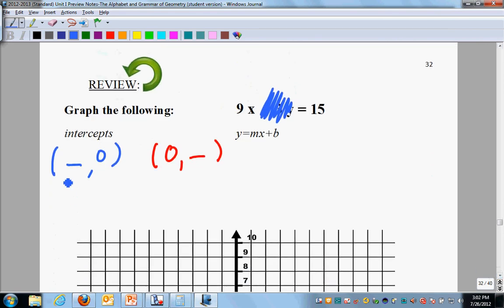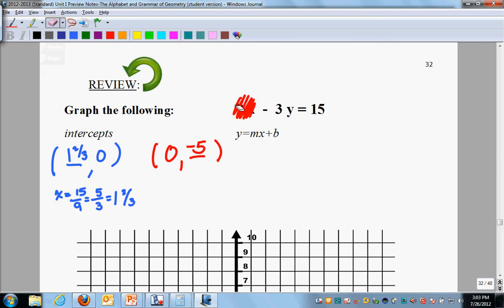So we have 9x equals 15, and we can say, therefore, x equals 15 over 9, which reduces. 3 goes into 15 five times, and 3 goes into 9 three times. 3 goes into 5 once with 2 left over. So 1 2/3 is the x-intercept. We go back and erase the y-intercept. If we put a 0 in the x, we cross it out. We have negative 3y equals 15. Divide both sides by negative 3. We get negative 5. That one was a simple one.